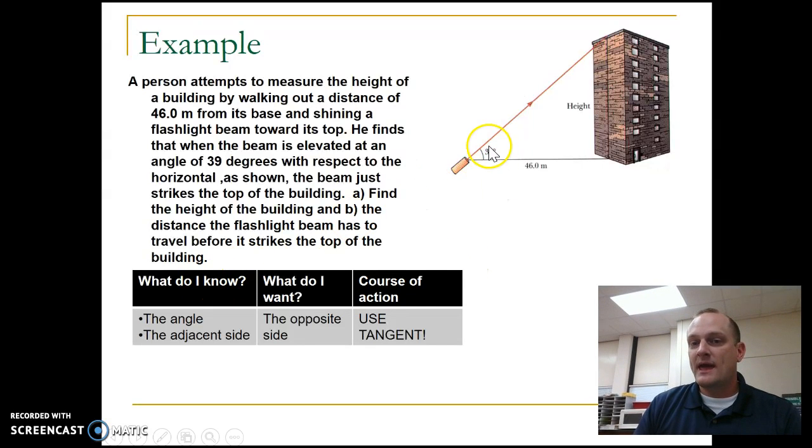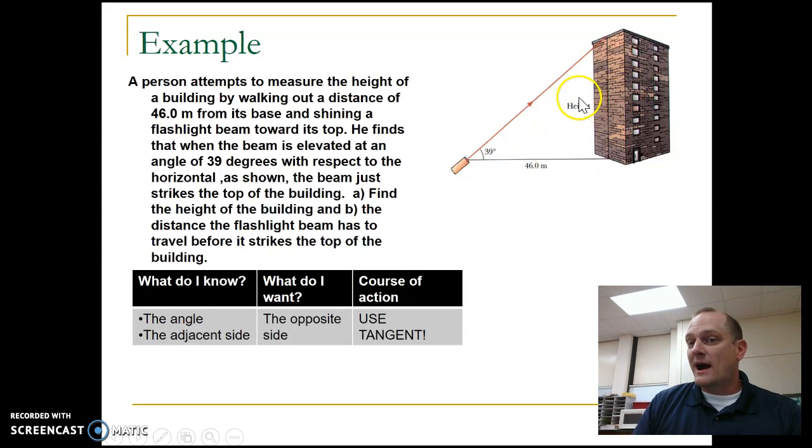So what do I know? Well, I know the angle here. I know this is 39 degrees. And then I know this side of the triangle, right? I have 46 meters. Well, this is going to be the adjacent side, right? The adjacent side is the side of the triangle that touches the angle, but is not the hypotenuse. Okay, so 46 meters is going to be the adjacent side.